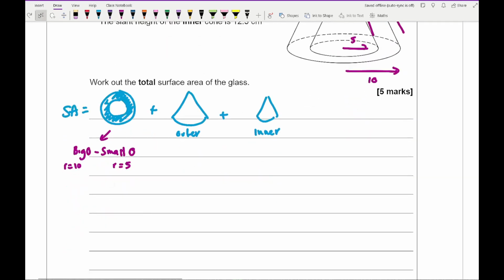So if I just move down a little bit, we can then work out what the area is going to be for the big circle. That's going to be 100 times pi, which is 100 pi.